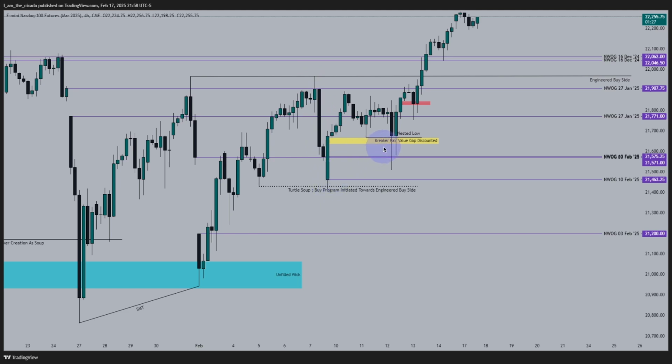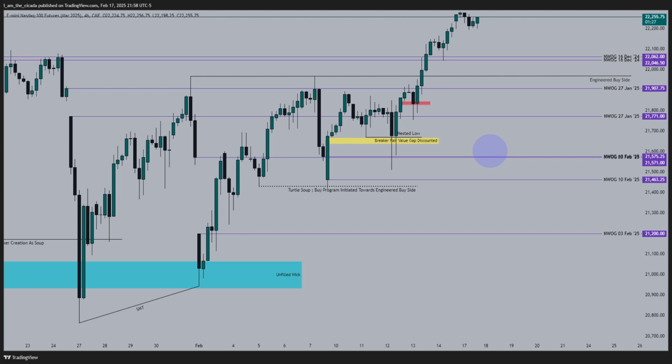Through that, we have the breaker for value gap, which is discounted, and we had a nested low here as well. And we can apply the same concept. We have a low, high, lower low, then we have a higher high here. We have a breaker for value gap here, which happens to be at 9 p.m., 9:30, where this push lower here occurred. And then from there, we started to trade higher towards the engineered buy side and then through the numeric opening gap that we were referencing this entire time and anticipating it to be inversed.